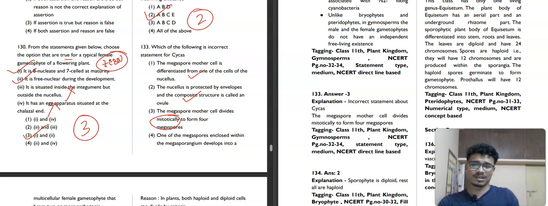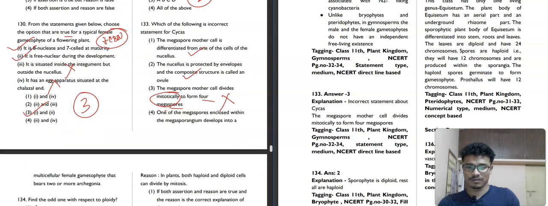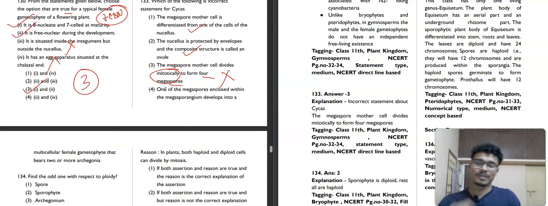I don't think it is correct. In megaspore mother cells, how can they divide mitotically? They need to divide meiotically to form 4 megaspores. 4 megaspores is correct, but not mitotically. It should be meiotically. That's why this statement is incorrect. One of the megaspores enclosed within the megasporangium develops into a multicellular female gametophyte that bears 2 or more archegonia. Absolutely correct. So what is not correct for cycas? Third option is not correct for cycas.